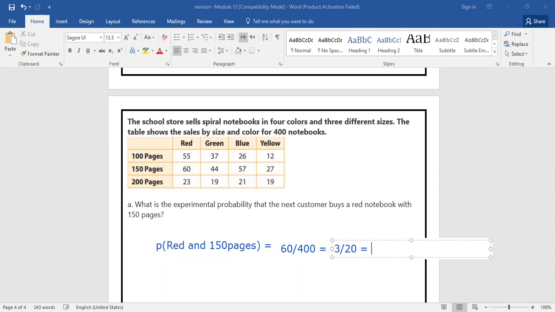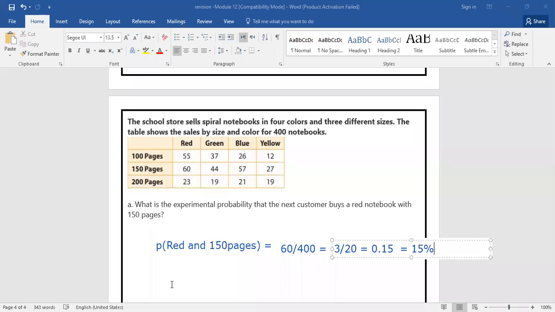Yes, very good, Hannah. With decimal, it will be 0.15. And then with percent, what do we have to do? 15%. Thank you. I'm very happy with most of the class today.